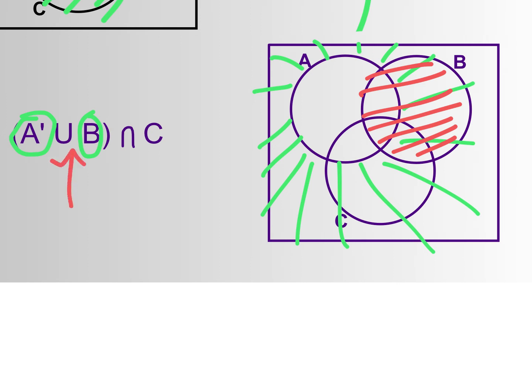And now I bring in my third color. I'm going to use blue, and I'm going to just do the C. Don't worry about what the intersect or union is. I'm just going to do the C.